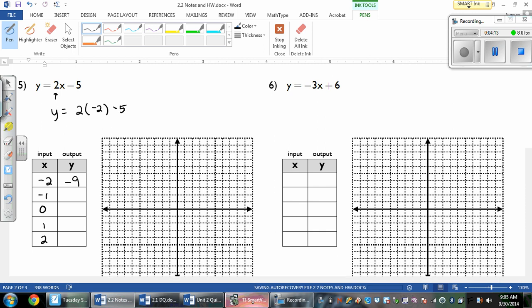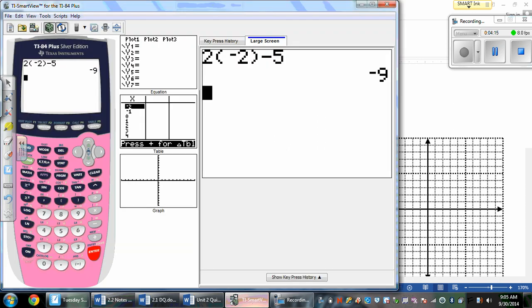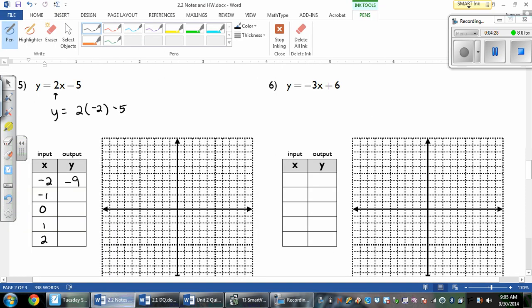I'm going to show you one more with our calculator. So to substitute negative 1 in there, I'm just going to do 2, parentheses, negative 1, and your parentheses, minus 5. Okay, negative 7. And then you'll continue to do 0, 1, and 2. You'll get negative 5, negative 3, negative 1.